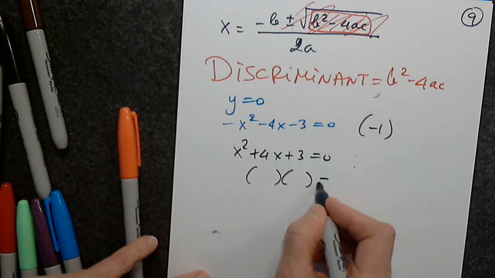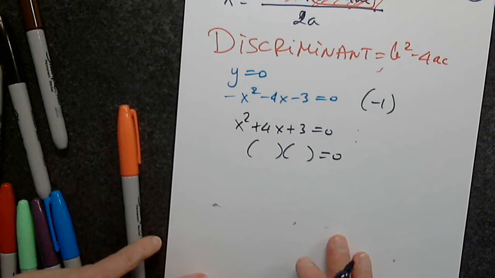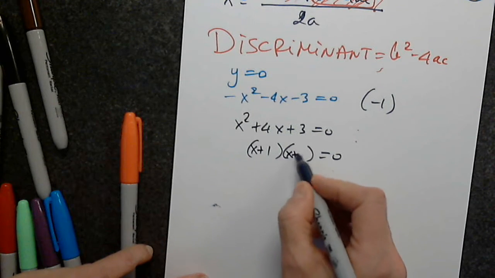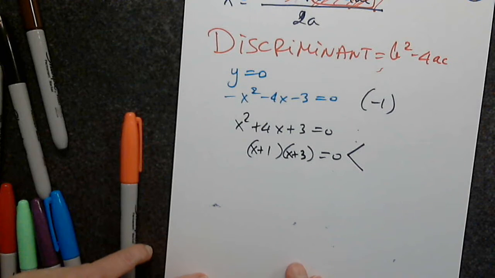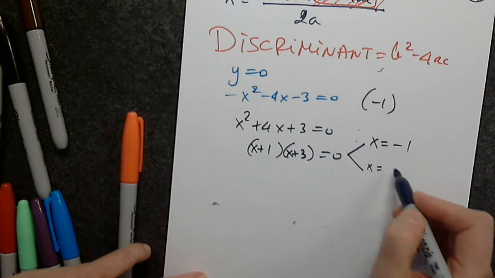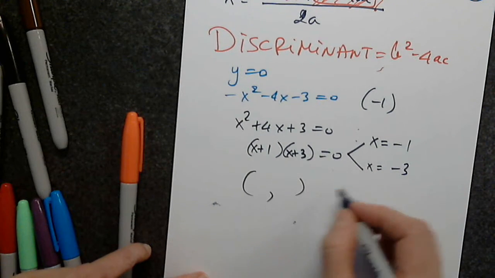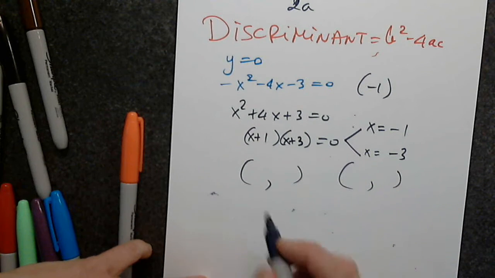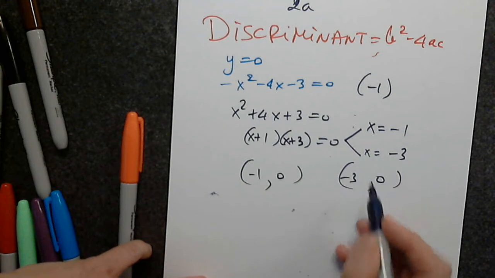And yes, I will factor. It's going to be x plus 3 and x plus 1, because 3 plus 1 is 4. Good. So then x equals negative 3 and x equals negative 1. Very good. And what are the ordered pairs that we just determined? Negative 1, 0 and negative 3, 0. Excellent.